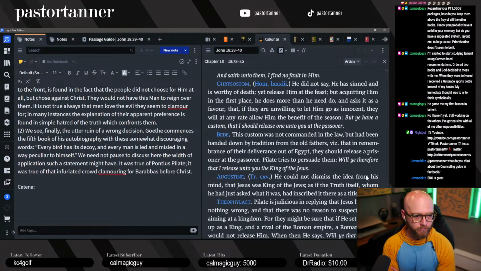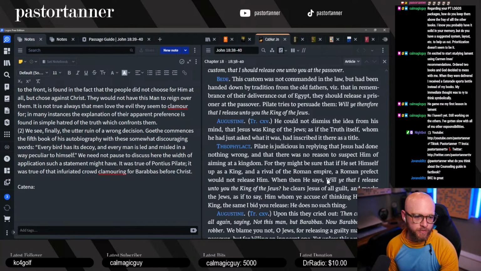father on it. Pilate tried to persuade them, will ye therefore release the king of the Jews? Augustine: He could not dismiss this idea from his mind that Jesus was king of the Jews, as if the truth itself, whom he had just asked what it is, had inscribed it there as a title. So Augustine commenting on the fact that he calls him king of the Jews, even to the Jews, right?